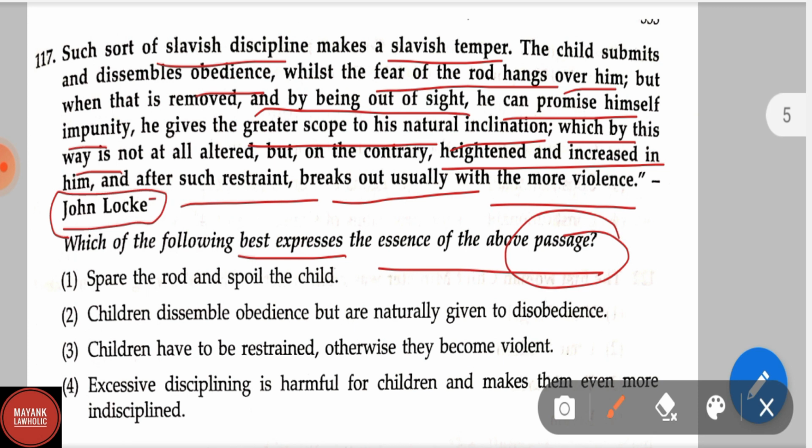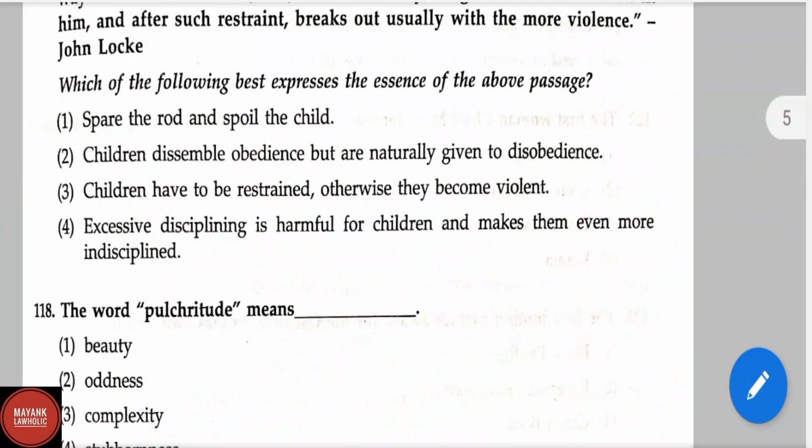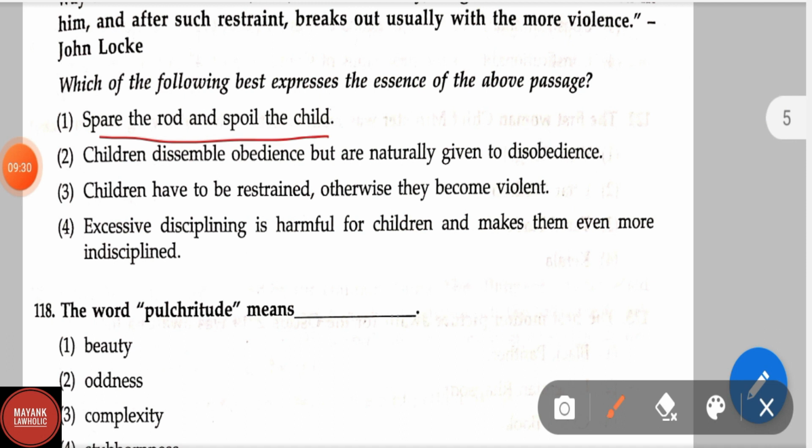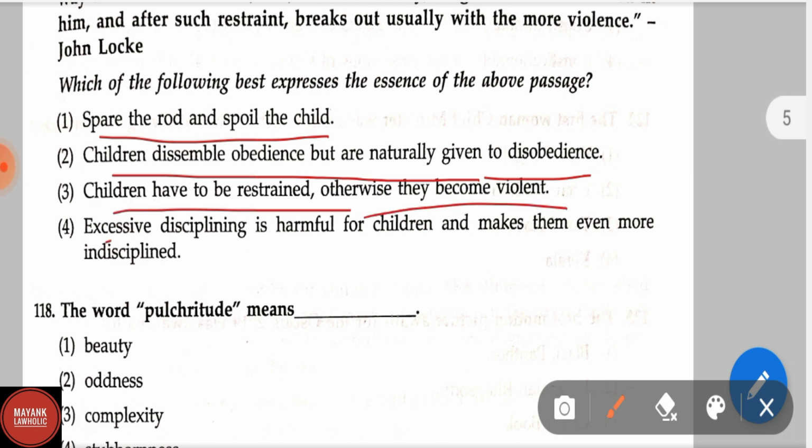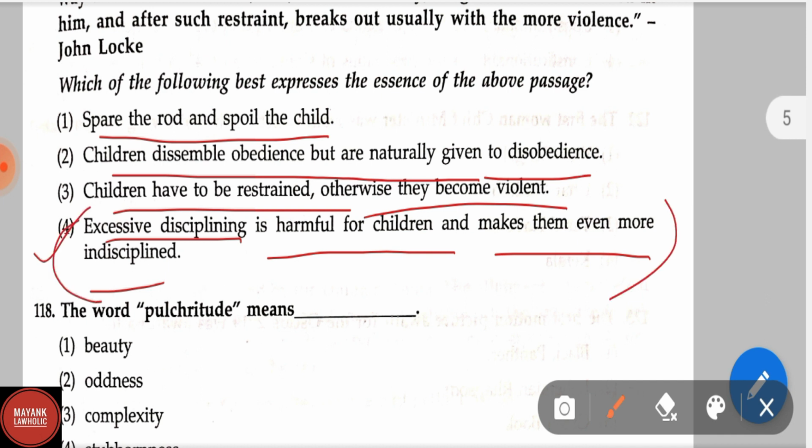Here in this question we have read the passage which was written by John Locke. We have to give the correct answer which is related to this passage. So the options are: spare the rod and spoil the child; children dissemble obedience but are naturally given to disobedience; children have to be restrained otherwise they become violent; excessive discipline is harmful for children and makes them even more indisciplined. This is more appropriate relating to the passage we have read, option 4. Correct answer is option 4.